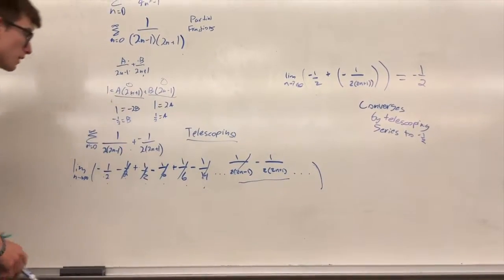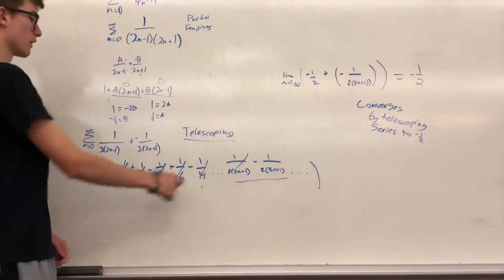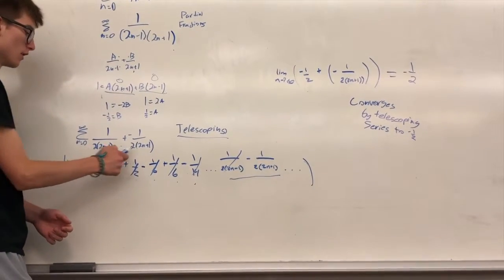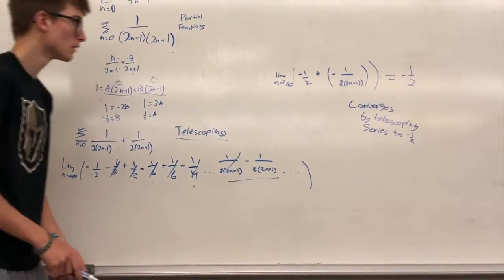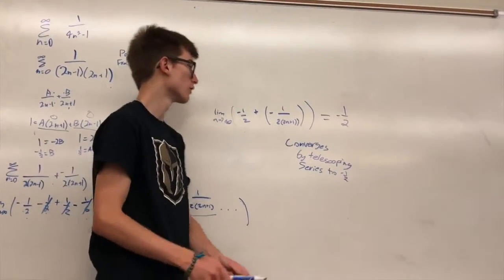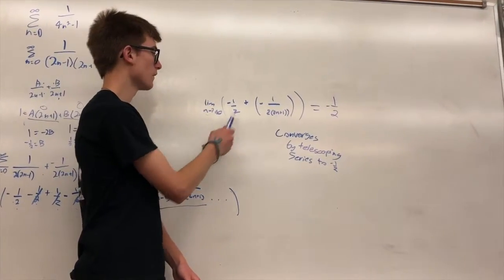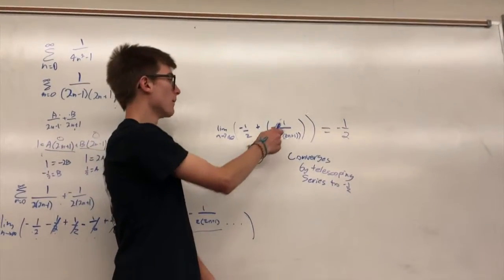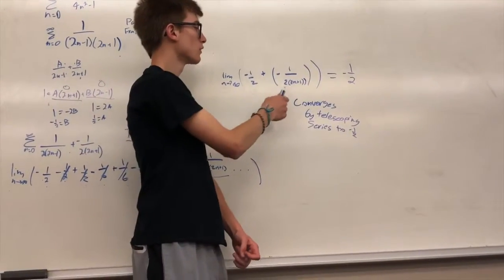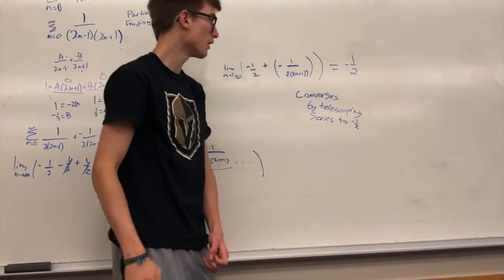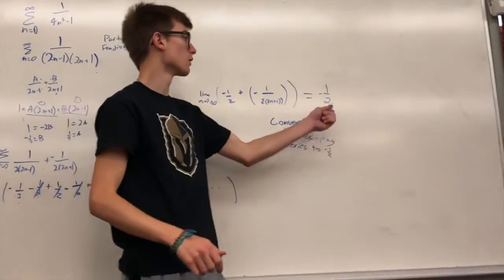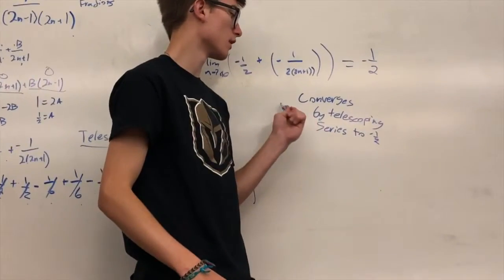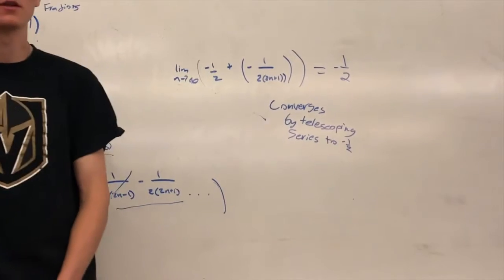And then basically what you're going to do is, since they cancel out because you're plugging in numbers for n, you are going to take the limit as n approaches infinity, negative 1/2 minus 1 over 2 times the quantity 2n plus 1, which will equal negative 1/2, meaning this converges by the telescoping series to 1/2.